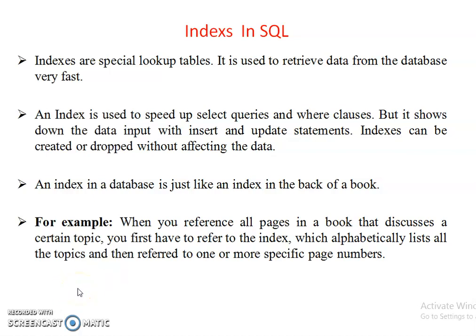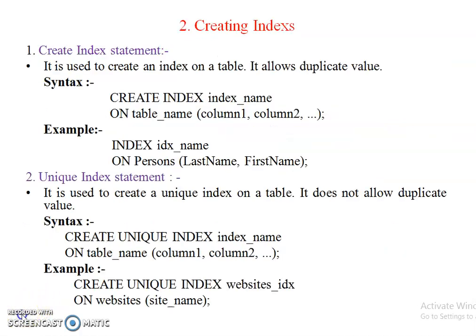Now we discuss different types of index and how to create an index. The create index statement is used to create an index. It allows duplicate values, and in this statement we have to mention the name of the index, the table and column, and whether the index is in ascending or descending order. Now see, this is the syntax of the create index statement: create index, index name, on table name, column 1 and column 2.